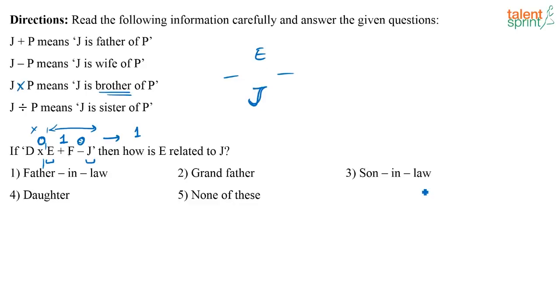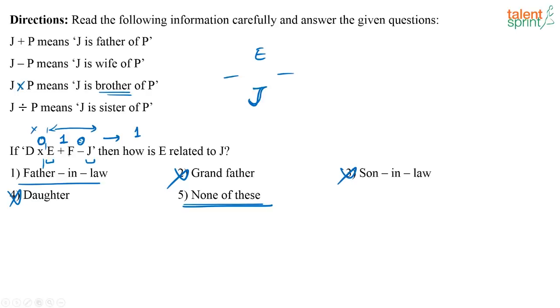Now, if you look at the options, the question is, how is E related to J? E cannot be the daughter of J. E cannot be the grandfather of J. Similarly, E cannot be the son-in-law of J. So based on the options, either the answer has to be father-in-law or it has to be none of these. If none of these is not there as an option, you can directly take father-in-law as the answer.